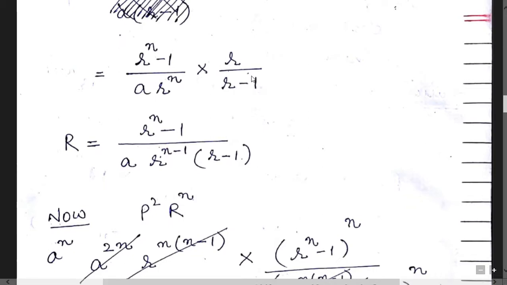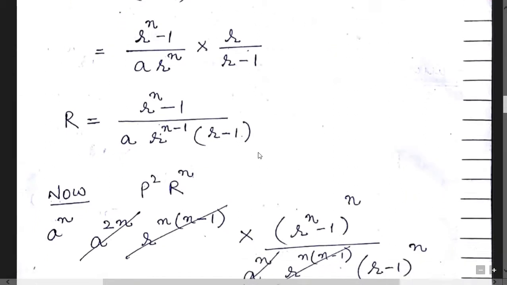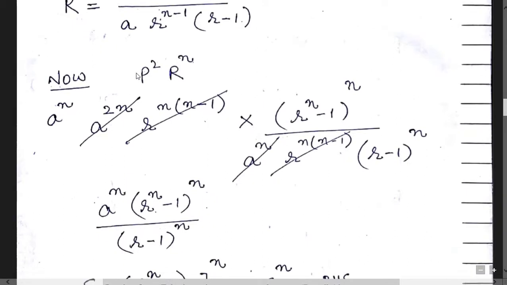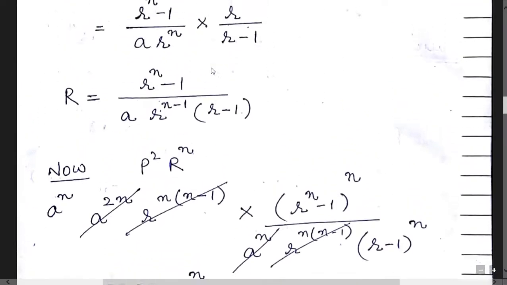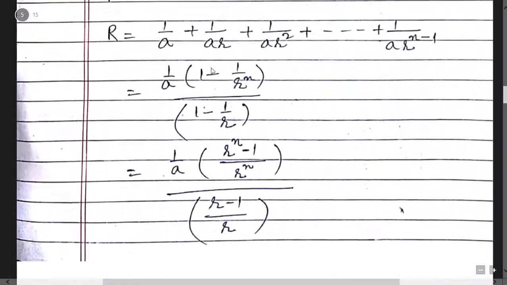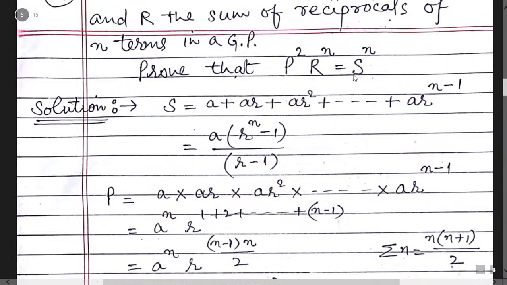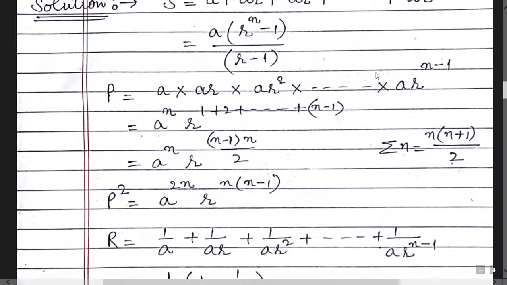Now simply collect the terms, nothing else. R raised to power n minus 1 in the numerator, and in the denominator you can write R raised to power n minus 1 because this R is subtracted from this value. A into R minus 1 remains as it is. Now what about the left hand side? The left hand side is P square R raised to power n. You have to prove this value equal to S raised to power n. Let us check again. This answer is required: P square R raised to power n is equal to S raised to power n.